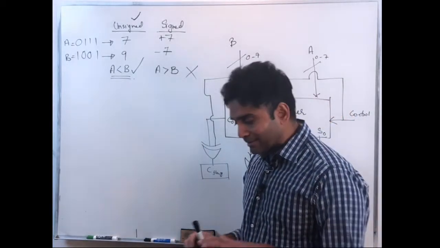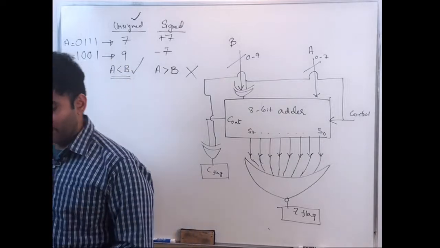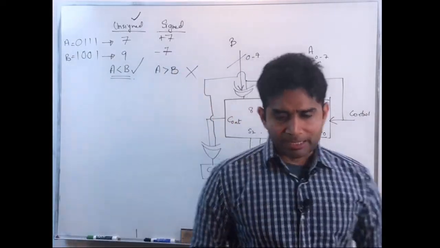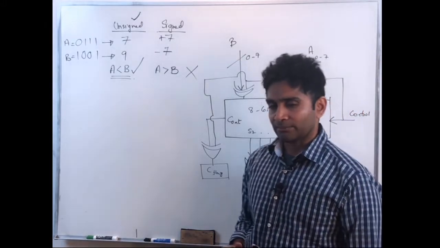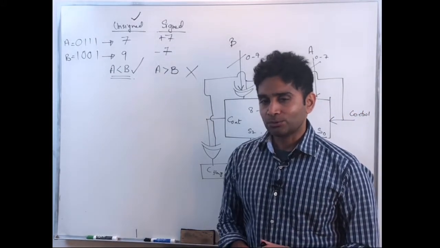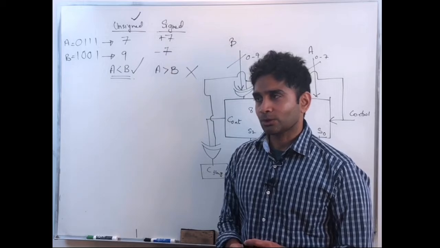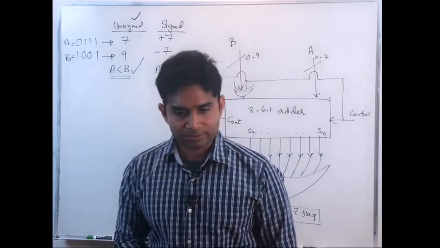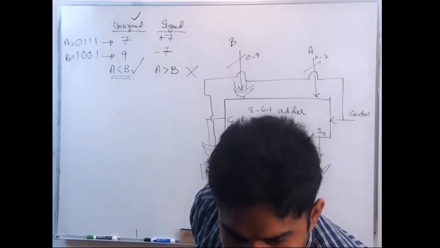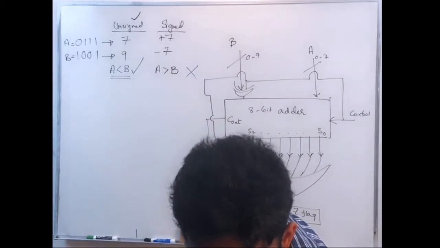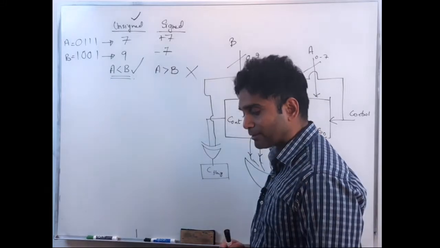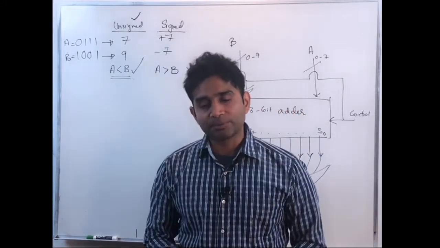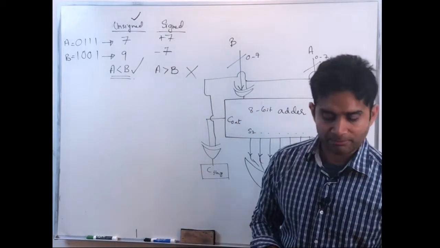Okay, so with that said, let me ask you, can you come up with an additional flag that I can possibly define to enable me to compare between two signed numbers? Any ideas there in the class? Can you think of a flag? Can you think of another indicator that can enable me to compare between two numbers A and B, where my A and B are signed numbers?